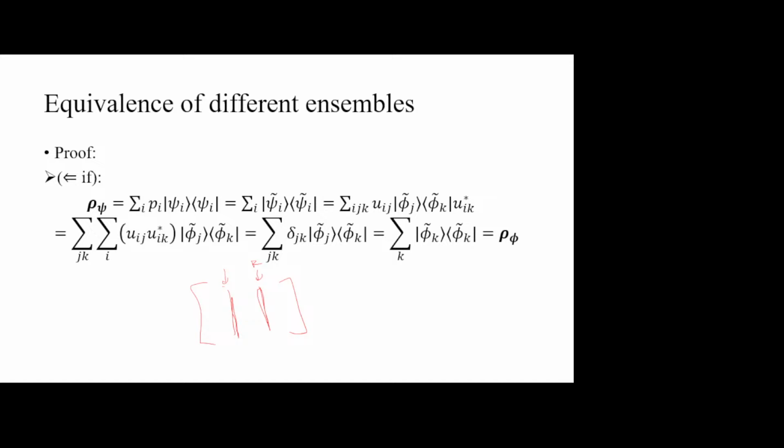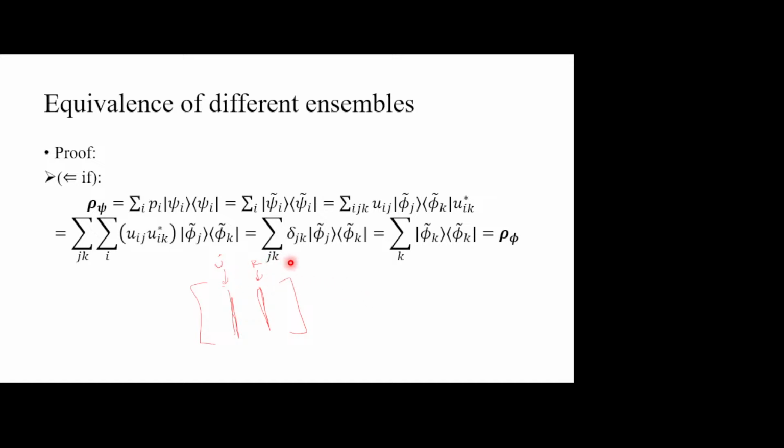summation over i of uij and uik star is actually the inner product between those two columns. Because U is a unitary matrix, the inner product between two columns is 0, except where j equals k. So this thing is delta jk: it is 0 unless j equals k, and when j equals k, this is 1. Each column is also normalized, so this inner product is delta jk.